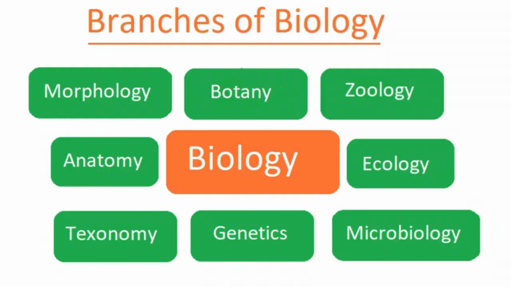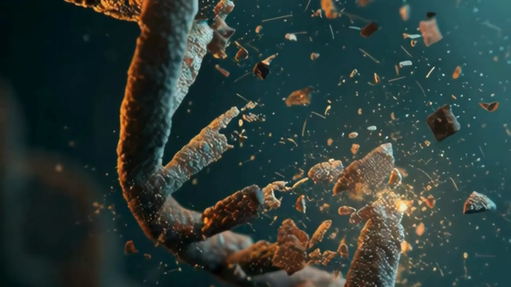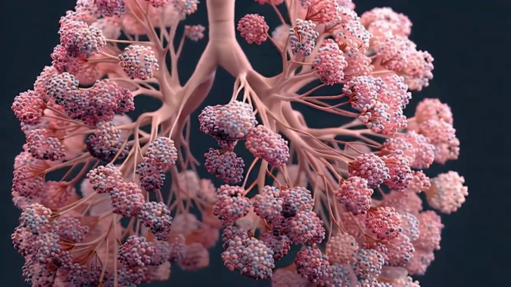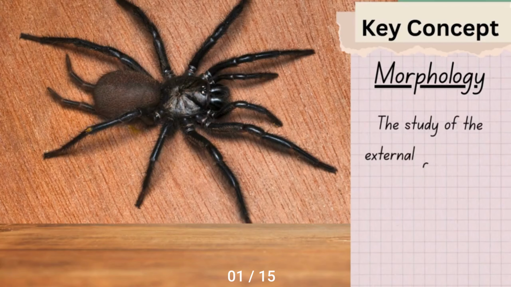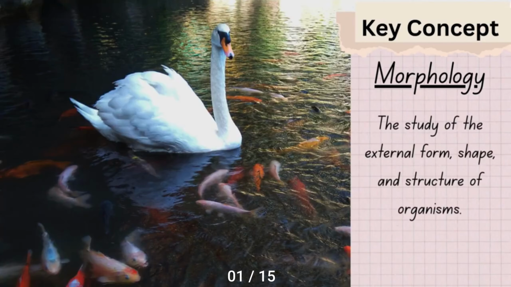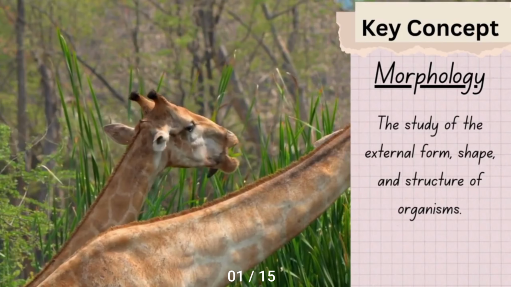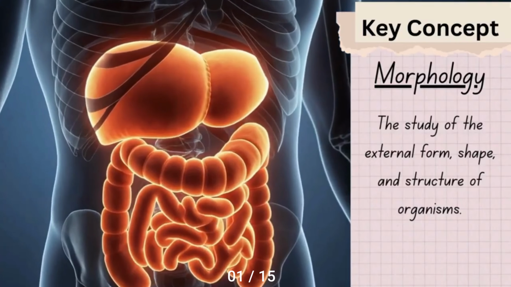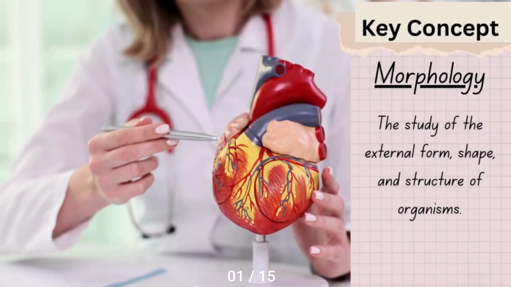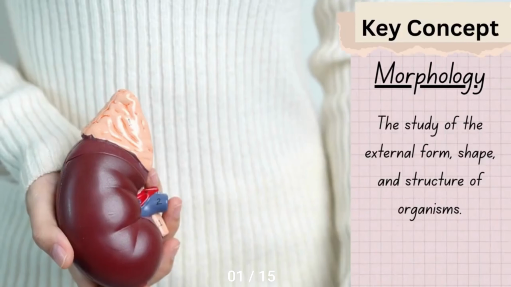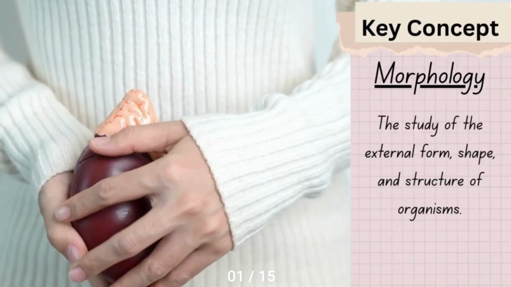To understand life more clearly, biology is further divided into different branches, each focusing on a specific aspect of living organisms. The first branch we encounter is morphology. It focuses on the external features of organisms such as shape, color, and patterns, along with how internal organs are reflected in their outer form. In short, morphology helps us understand the overall form and structure of living beings.